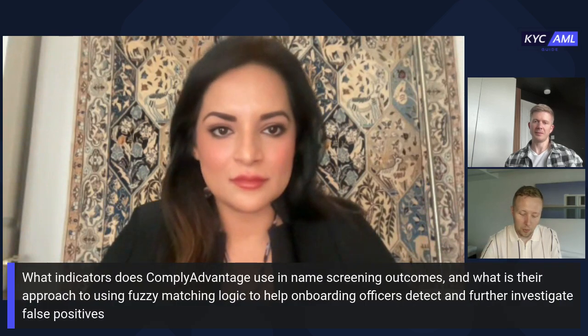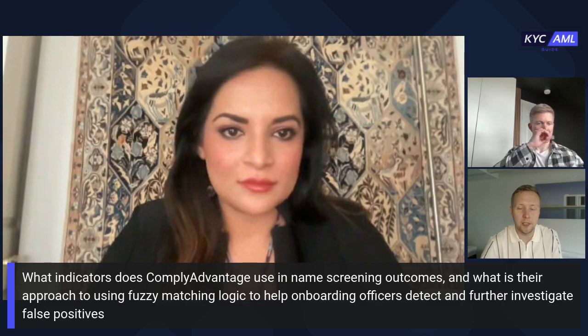Good. I hope that the KYC vendor providers are now writing down those points. But based on my experience, I think most of the financial industry wants as big a package as they can achieve for the lowest price that they can have. So this is the main usual rule in choosing an AML provider. But let's talk a bit more specifically about the search engines and how it all works. So Alia, what indicators does Comply Advantage use in name screening outcomes, and what is the approach to using fuzzy matching logic to help onboarding officers detect and further investigate false positives?